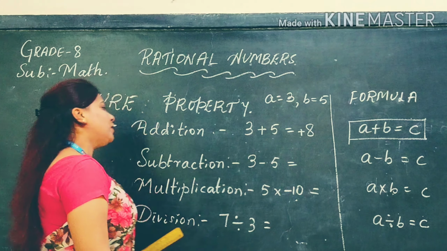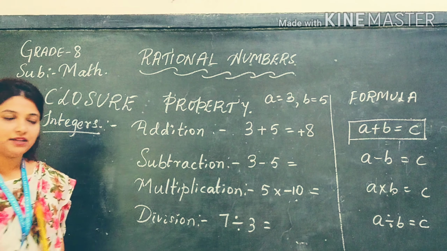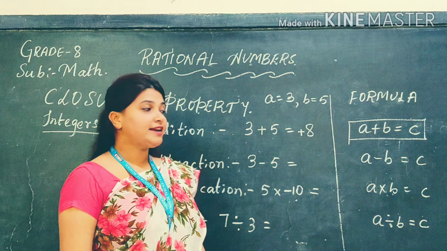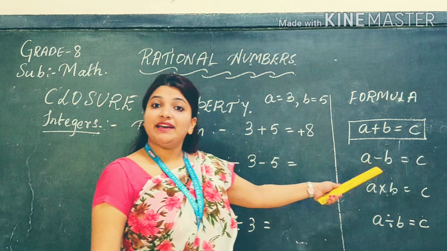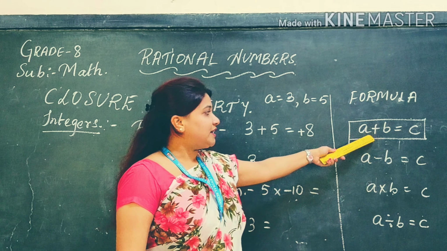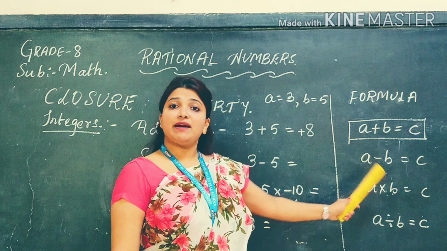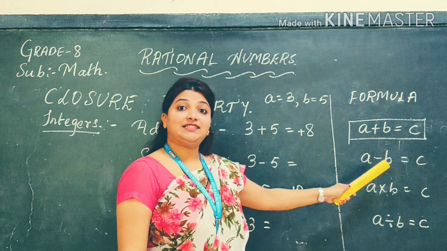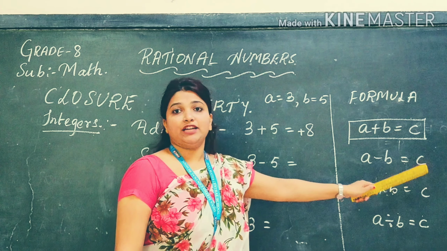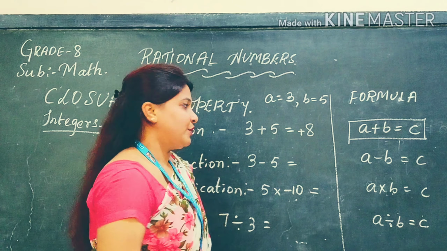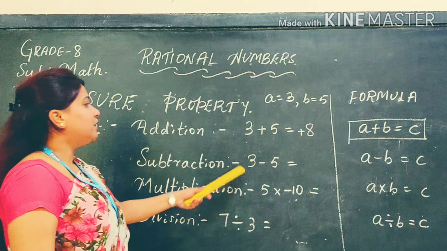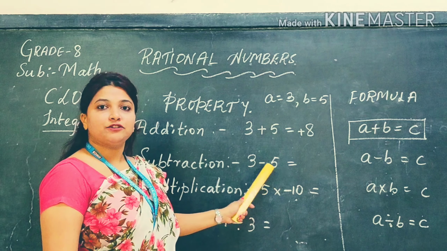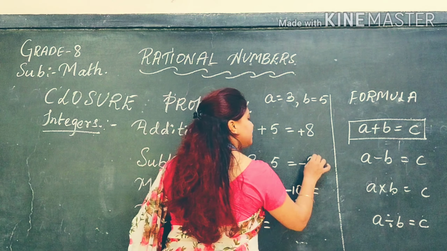Now, when I am talking about subtraction, I know A is equal to 3 and B is equal to 5. So instead of plus, I put minus. A minus B is equal to C. That means when I subtract one integer from another integer, I should again get an integer. A is 3, B is 5. So 3 minus 5 is minus 2.